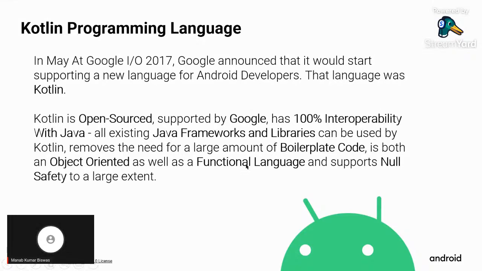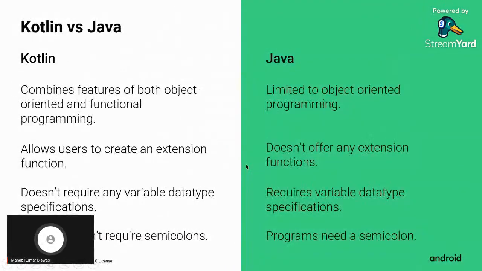Right. So moving ahead. Now here's a little difference between Kotlin and Java. Of course, you have a lot more, but I put down a few notable ones. The first thing, as I mentioned, is that Kotlin has both object-oriented and functional programming constructs, whereas Java is only object-oriented.